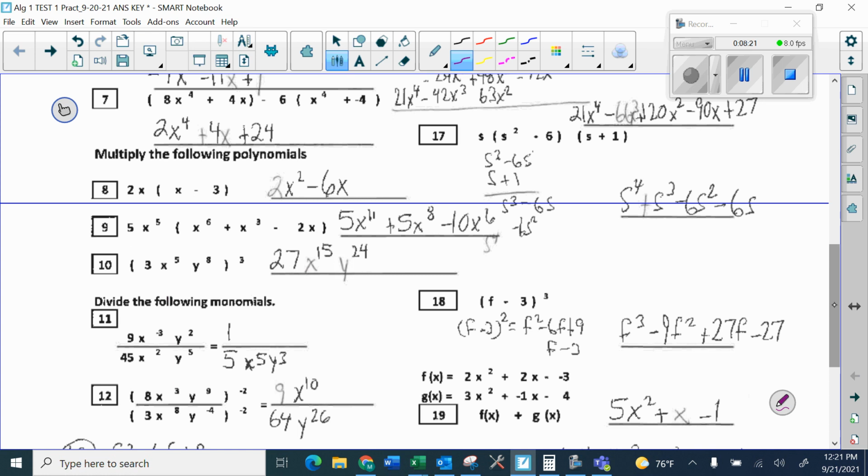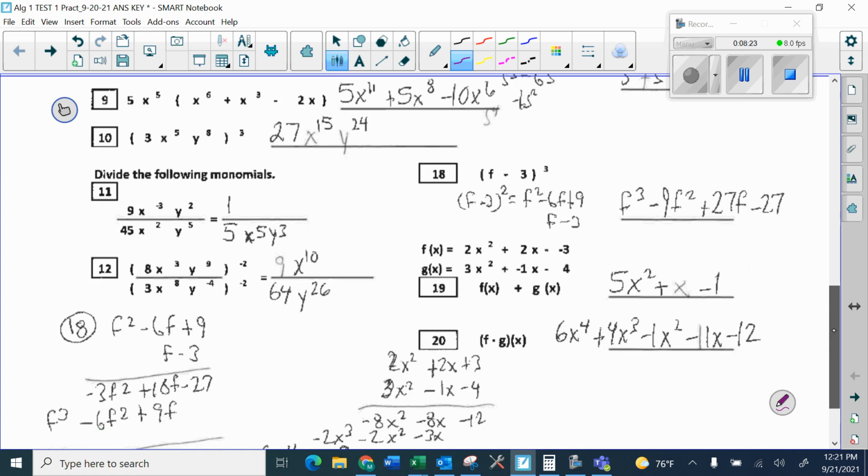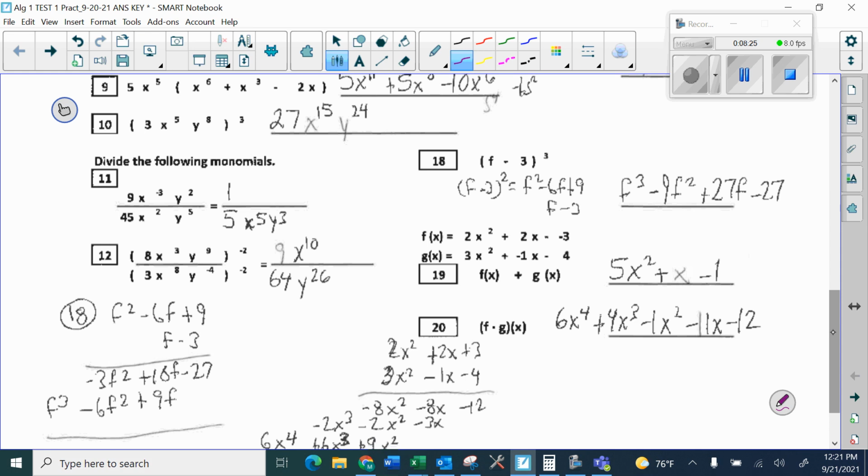All right, number 11, we're dividing monomials. Monomial means one term. Okay, all this is one term. Now, what I need to remember on this is negative exponents. I move down to the denominator, move to the other spot. If it's in the numerator, move to the denominator and make it positive. 9 over 45 simplifies to 1/5. And then I would have y squared in the numerator. That x cubed comes down. And I already have an x squared there, and I have a y to the 5th.